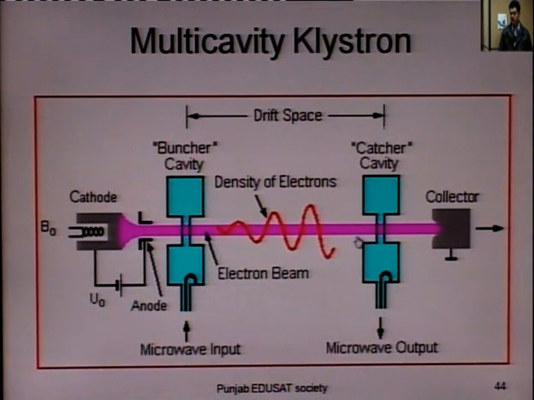So as the bunch reaches the catcher cavity, it imparts a pulse to the catcher cavity. The catcher cavity is nothing but a tuned circuit. We know that when a tuned circuit is given some energy pulse, it will oscillate. So you get an amplified signal at the catcher cavity. This way, this multi-cavity klystron amplifies the weak microwave signal.